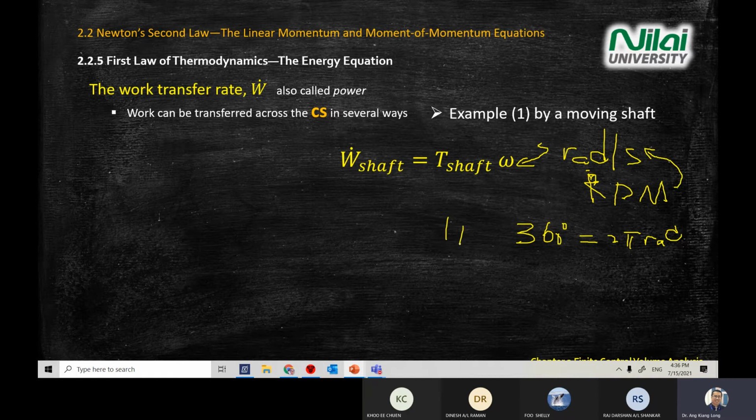Okay, because one revolution means one cycle, equal to 360 degrees. 360 degrees equals 2 pi radian. So you convert how many revolutions per minute, and one minute is 60 seconds, so you convert.